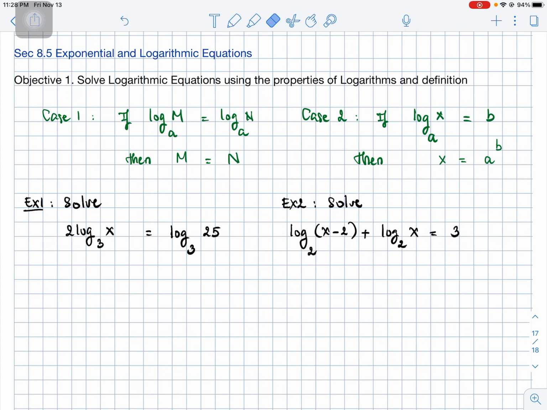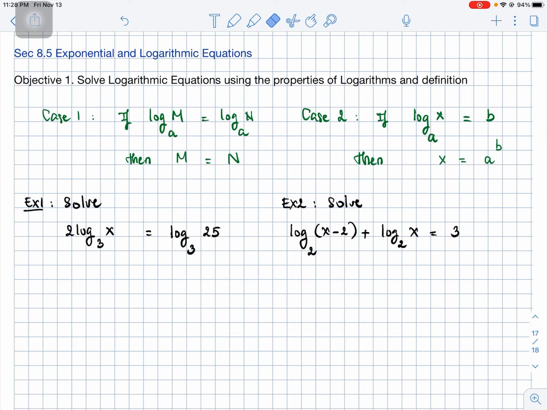Section 8.5 Exponential and Log Equations. Objective number 1, we will solve log equations. We will have two cases. Case number 1 says that if you have log base a on both sides, and the m and the n are the arguments, then they must be equal to each other.